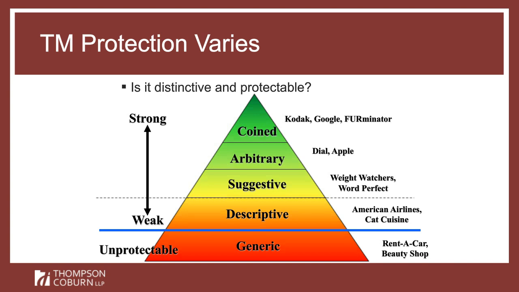Your next two levels down are suggestive and descriptive. Where that exact line is drawn between suggestive and descriptive is pretty much the Trademark Litigators Full Employment Act, but this pyramid gives you kind of a general idea of how we categorize marks.